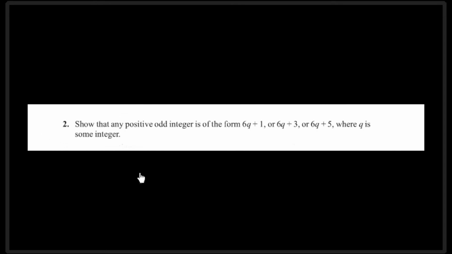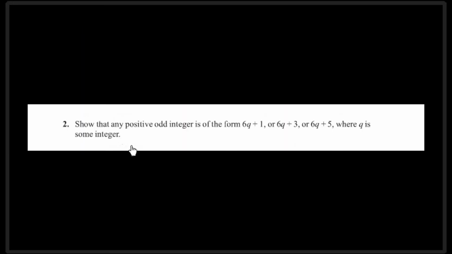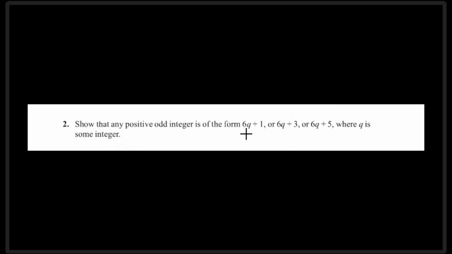Solving question number 2. Show that any positive odd integer is of the form 6q plus 1 or 6q plus 3 or 6q plus 5 where q is some integer. अब हमें यहाँ पे ये प्रूव करना है कि एनी पॉजिटिव ऑड इंटीजर क्या होते हैं, 7, 11, 15, these are odd integers, is of the form 6q plus 1 or 6q plus 3 or 6q plus 5 where q is some integer.